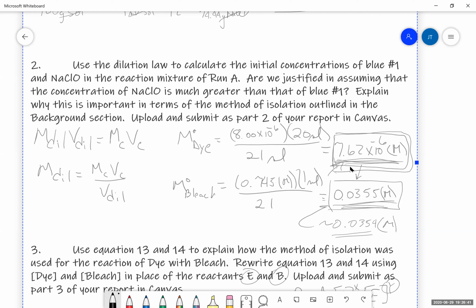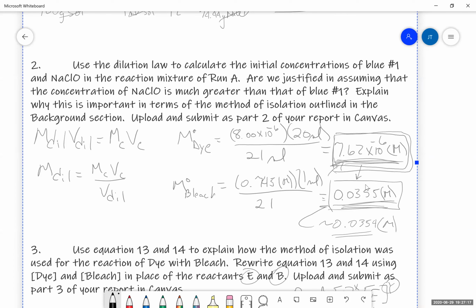So how do you do that? You try to fix it so the concentration of the bleach doesn't change. And you do that by making a lot more concentration of bleach than the dye. So in effect, as the reaction proceeds, the concentration of dye is changing from this 7.62 times 10 to the minus 6 molar to 0 compared to the bleach, which is, for all intent and purposes, pretty much constant.